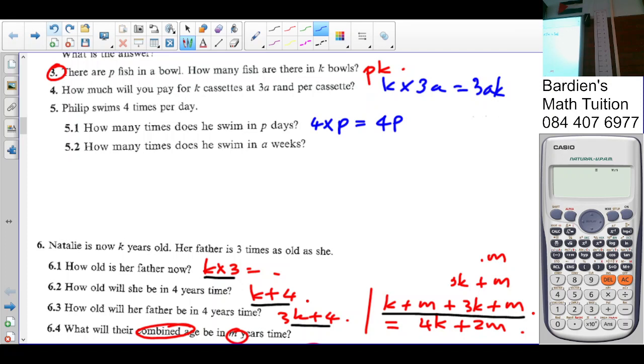Okay, listen. If this was Z weeks, how many times does he swim in Z weeks? You understand it? I think the confusion was you thought it was a week. Yes, but you're reading wrong. If it was a week, then it would have made sense. But it's A weeks. So it's 4 times 7 times A, which is 28A.